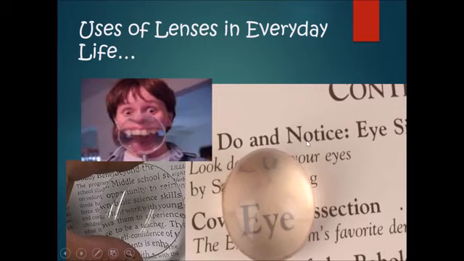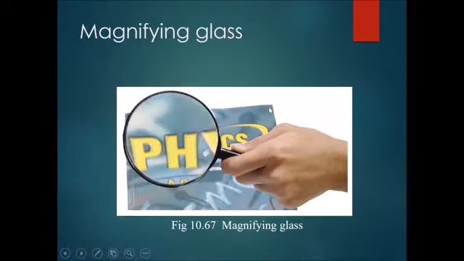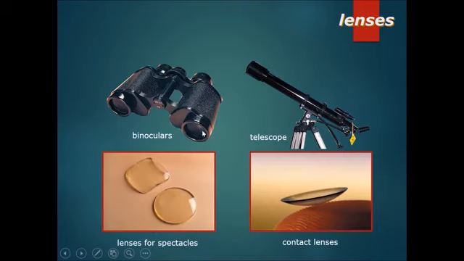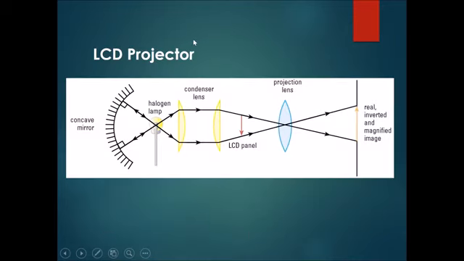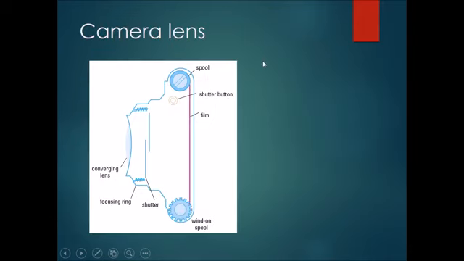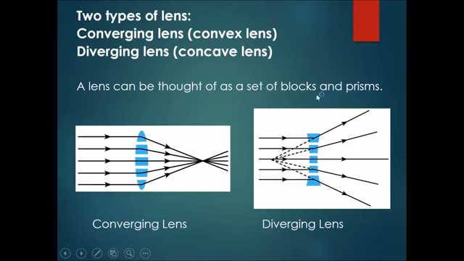So, some uses of lenses in everyday life. One basic use is to make stuff look bigger, as you can see with these two lenses below. Magnifying glass to make things look bigger. Binoculars use lenses as well. Lenses for spectacles, like we have talked about. Telescopes and contact lenses. An LCD projector also uses lenses. Cameras also use lenses.